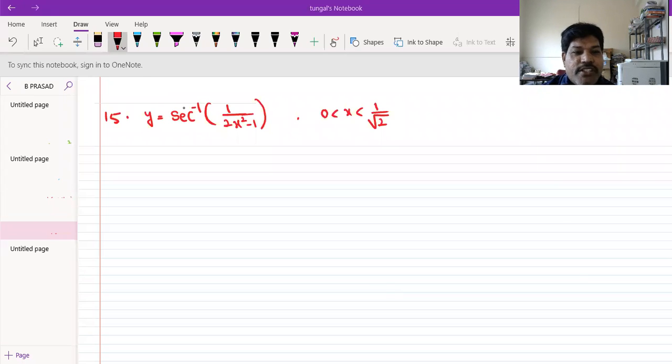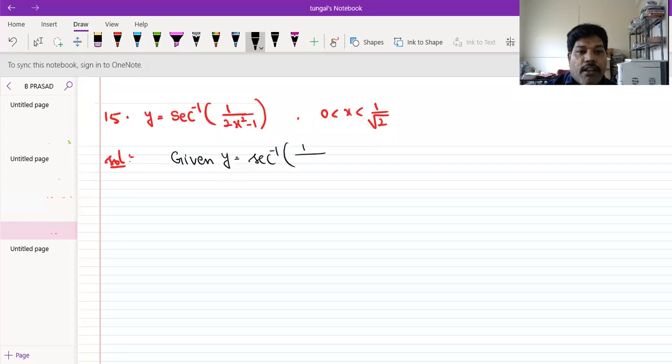So see the next question, students. What is the next question? y is equal to secant inverse of 1 by 2x square minus 1, where 0 is less than x less than 1 by root 2. So see the question first. What is the function given? Given y is equal to secant inverse of 1 by 2x square minus 1.